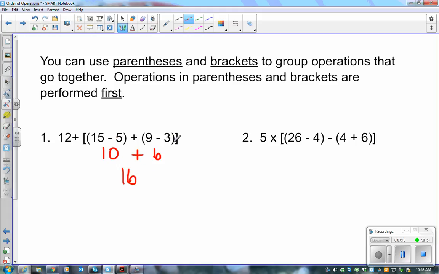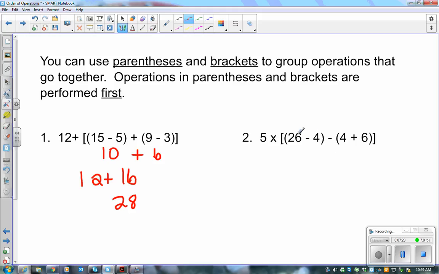And then I'm still in my brackets, so I add 10 plus 6, which is 16. Now I've solved everything in brackets, so I can go outside my brackets. So I bring down that 12 and the addition sign. And so my last operation to do is the addition. So 12 plus 16 is 28. So my answer there is 28.